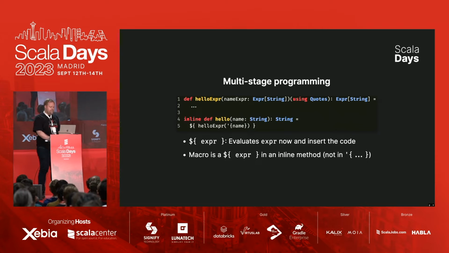Now with this, we can also implement macros by just defining an inline method. Instead of having a quote, we're going to start with a splice that is outside of a quote. So whenever this call to hello is inlined somewhere, the contents of the splice will be evaluated at compile time, and whatever code is generated by the call to helloExpr will be inserted in its place.